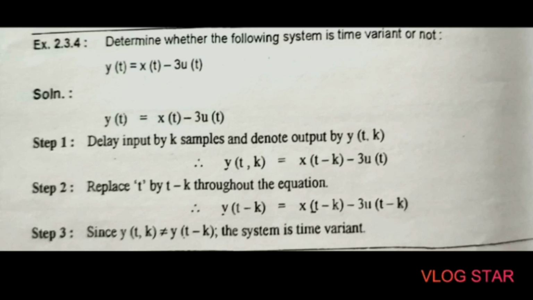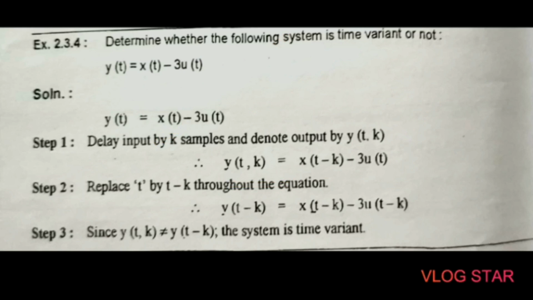Next question is, determine whether the following system is time variant or not. Given y of t is equal to x of t minus 3 into u of t. Write down first given data, y of t is equal to x of t minus 3 into u of t. Perform step 1, delay input by k samples and denote output by y of t comma k. Replace that x of t by x of t minus k. Y of t comma k is equal to x of t minus k minus 3 into u of t.